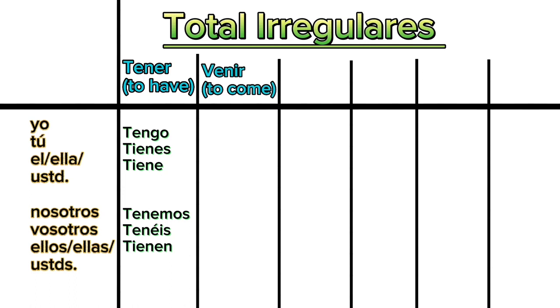Venir means to come. What is its conjugation? Just like tener. Vengo, vienes, viene, venimos, venís, vienen.